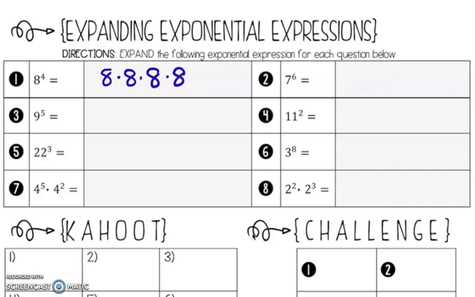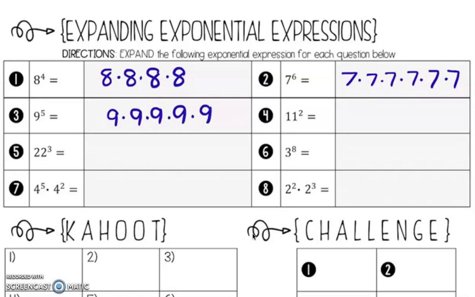7 to the 6th power is going to say 7 times 7 times 7 times 7 times 7 times 7. Okay. 9 to the 5th power, we're taking 9 and we're multiplying it times itself 5 times. So 9 times 9 times 9 times 9 times 9.